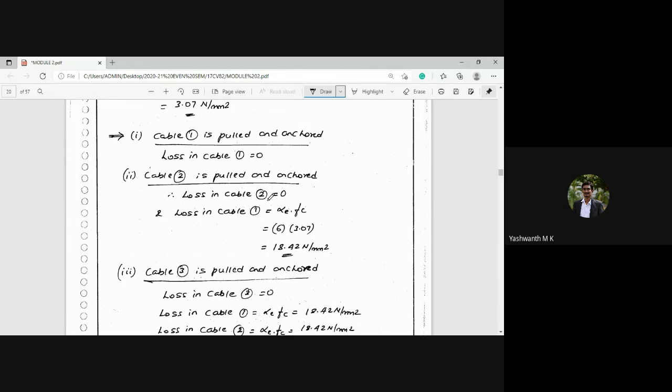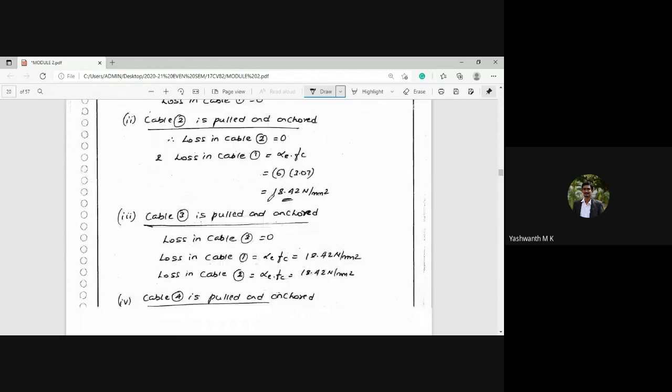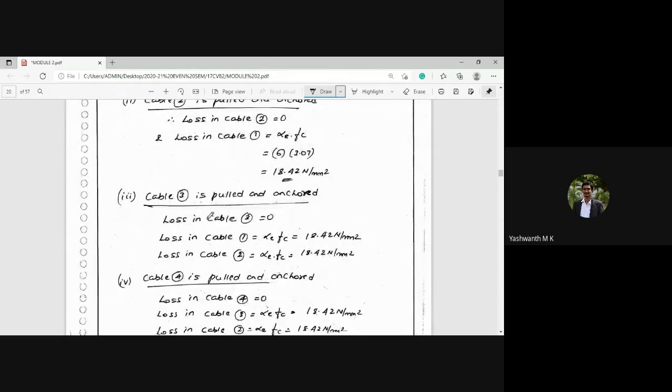Is it clear? Next, let me go with cable 3. Already cable 1 and cable 2 have been put. Now cable 3 is pulled and anchored. So same, the loss in cable 3 will become 0. Let me go with loss in cable 1, that is alpha E into Fc, same thing, that is 18.42. And also the losses will be encountered in cable 2 with the same value, that is 18.42, because there is no change in modular ratio, no change in compressive stress, because all are placed the same, eccentricity and everything is same.